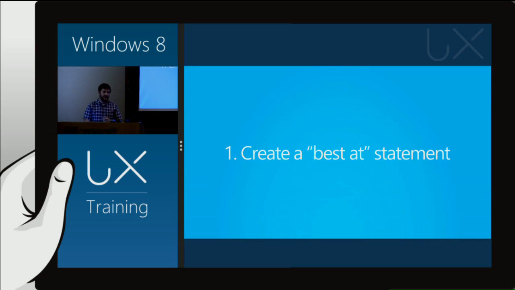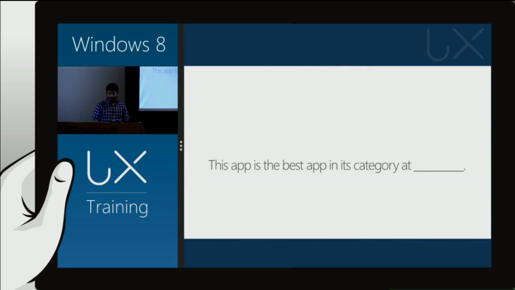So the first and by far the most important thing is to create a best at statement. So this app is best in its category at what? There's a lot of intention behind this particular wording. It's not this app is good at this thing. It's not this app wants to be good at this thing. This app is best at this thing. This app is best in its category at what?